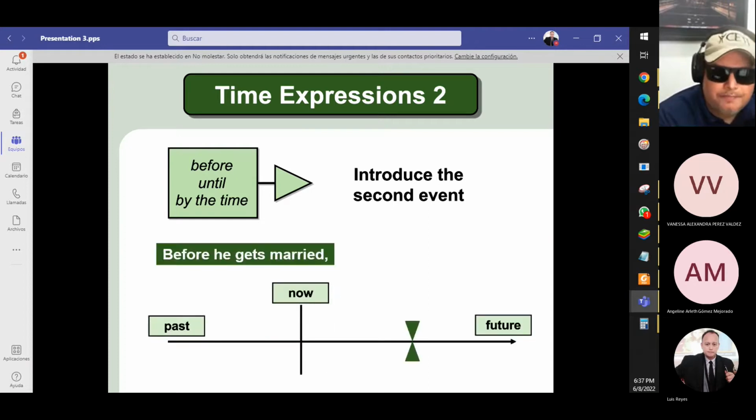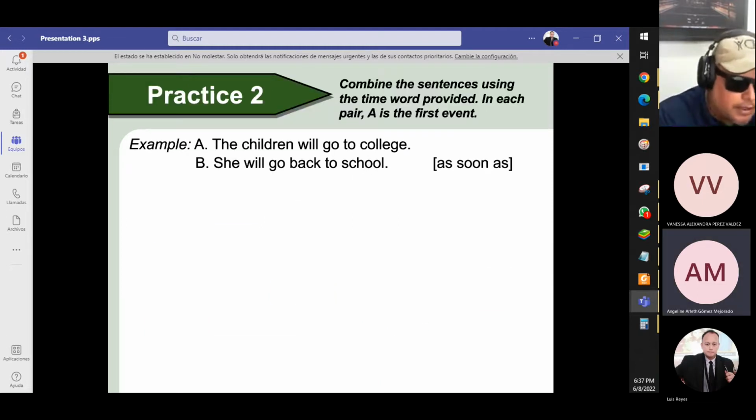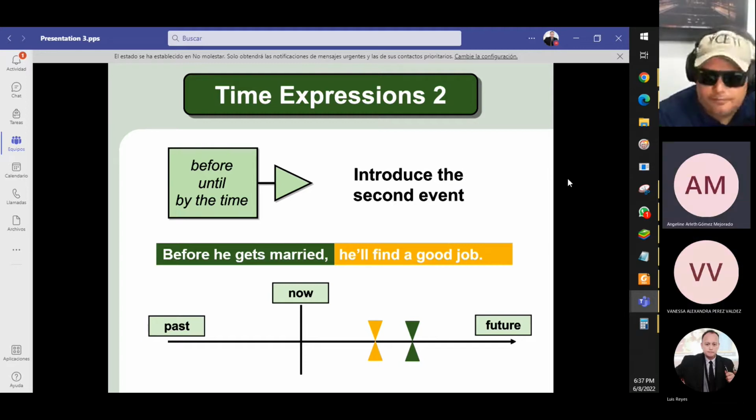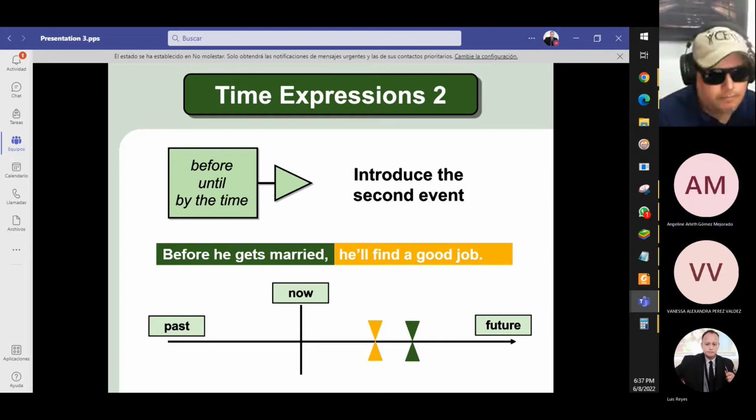A ver, Miss Angeline, dale lectura por favor ahí desde donde dice time expressions y el ejemplo también, por favor. Time expression 2. Before, until, by the time, introduce the second event. Before he gets married, he will find a good job. Excellent, excellent. Time expressions 2.